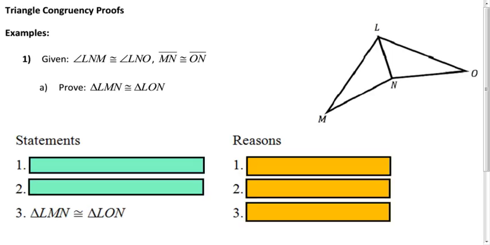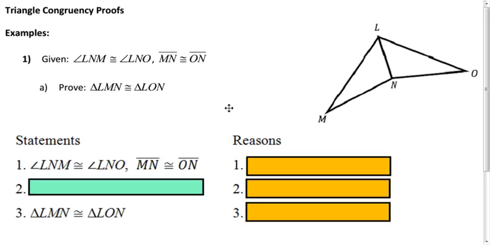So what I like to do next is I like to look at my given statements. And you should write them down in your 2-column proof. And I like to mark up my diagram. You really should label it. So if we look here, they tell us that angle LNM is congruent to angle LNO. So I'm going to go over to those angles, and I'm going to draw arcs on them to show that they're congruent. So here we have a pair of angles.